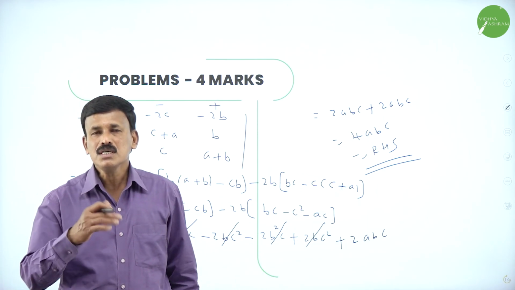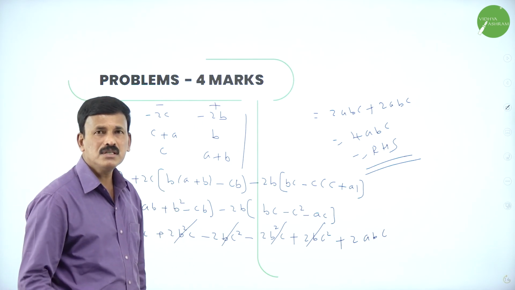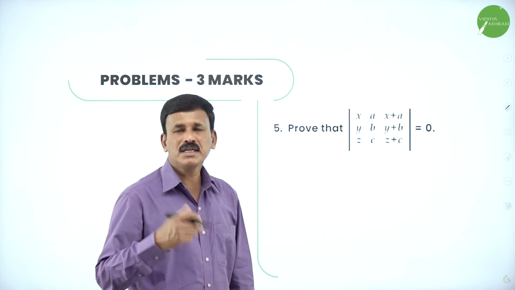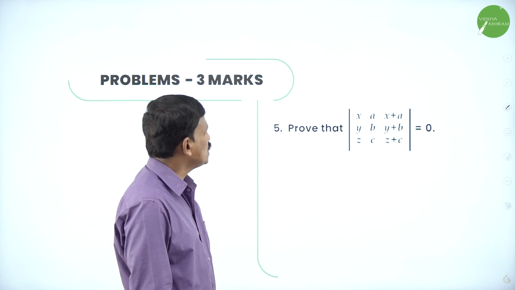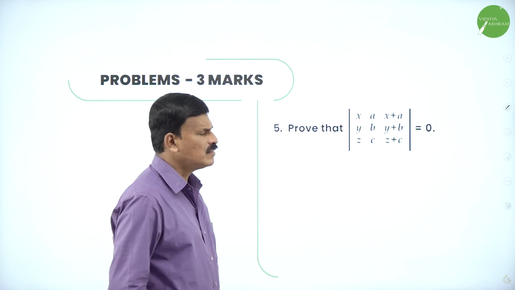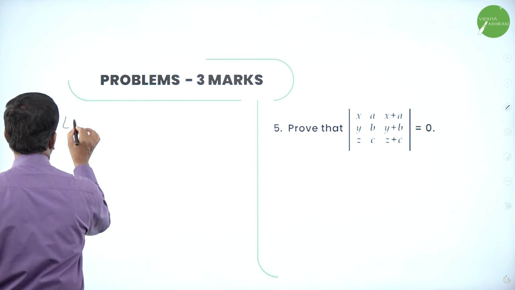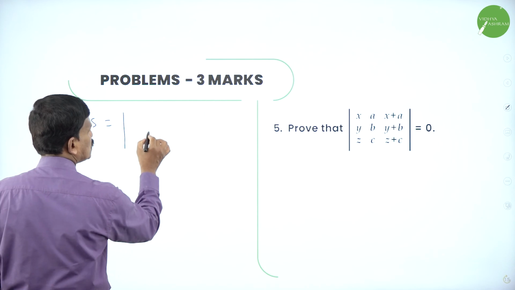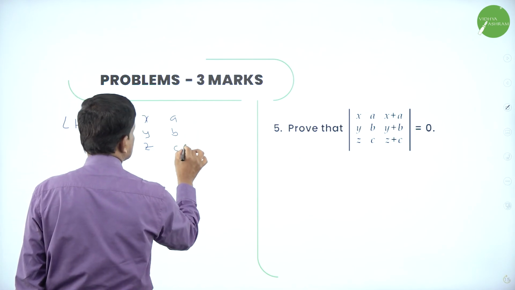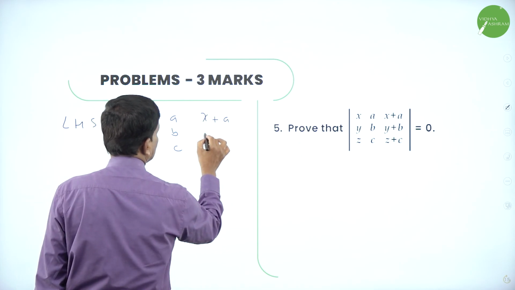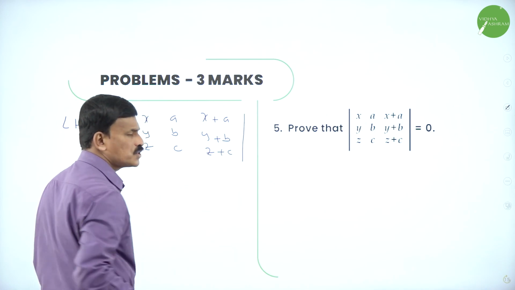Okay. That is regarding how we are going to evaluate the problems based on the properties. Now let us come to the last problem. Next problem: prove that |x y z; a b c; x+a y+b z+c| is equal to 0. Very simple. Observe carefully. Let us take LHS. This is a very simple problem.